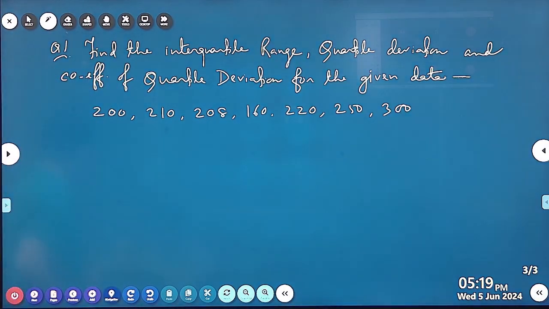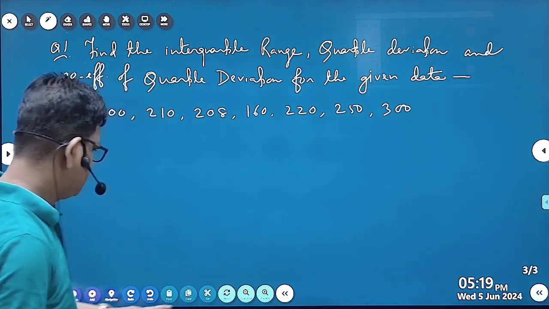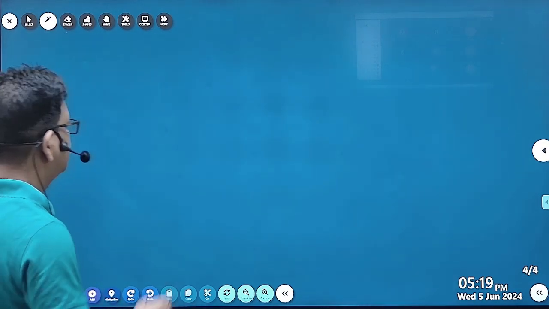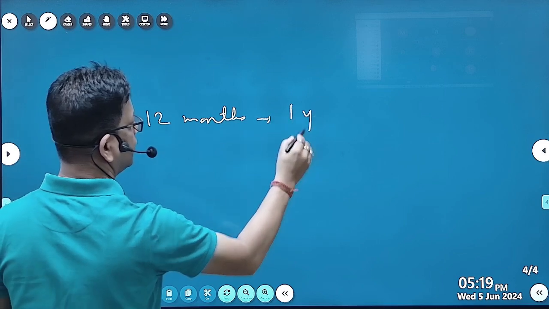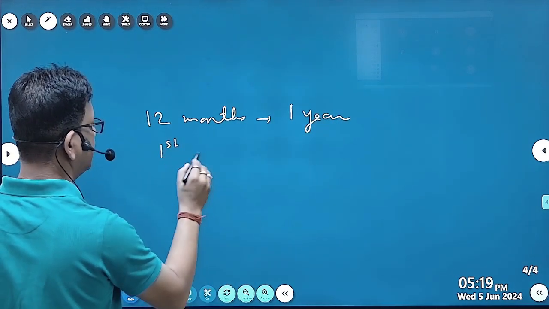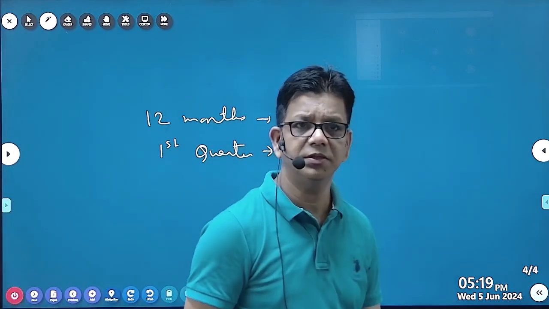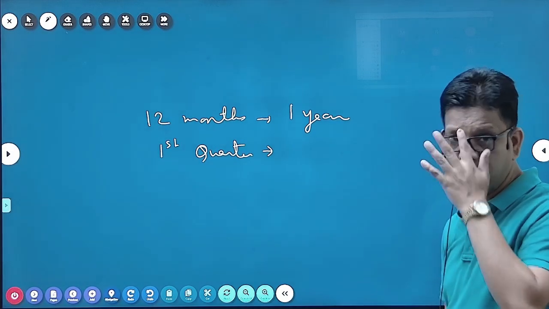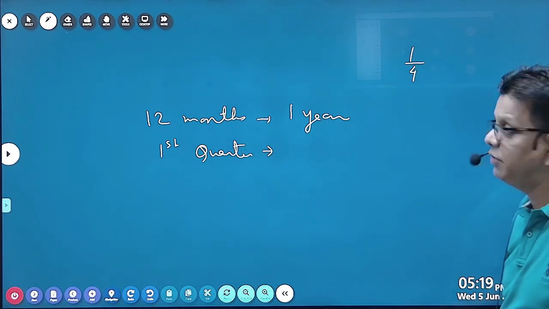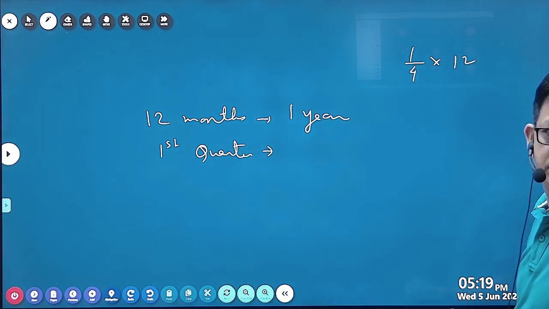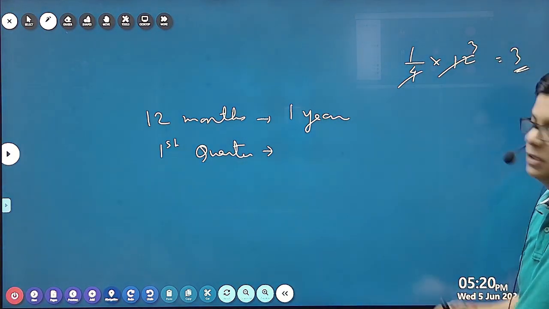Before I start this, quartile actually comes from the word quarters. If you have heard of quarters, suppose there are 12 months in a year. When you say first quarter, suppose you are paying some loan amount, EMI, or your college or school fees on a quarter basis. First quarter means 1/4, the way we have half. So 1/4 of 12 means the first 3 months are in the first quarter.